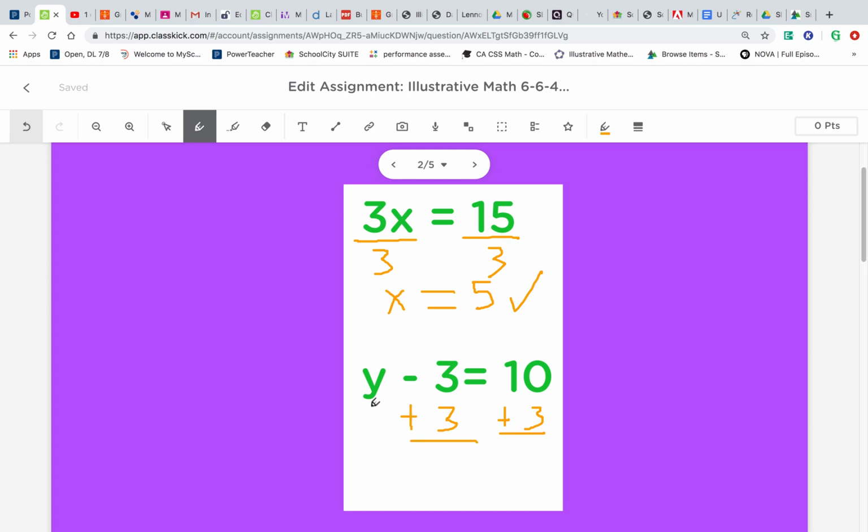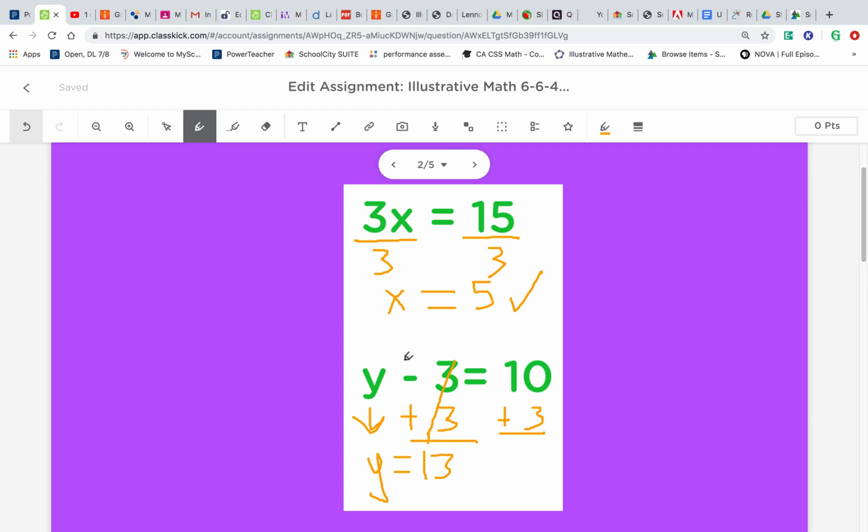So I've got a y. I'm going to go ahead and just bring this down. There's our y. Minus 3 and plus 3, these are what we can call a zero pair. They're going to cancel each other out. This is just 0. And then we have our equal sign we can bring down. And then we have 10 plus 3. And 10 plus 3, that's 13, right?